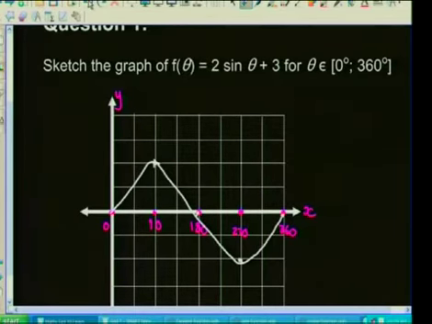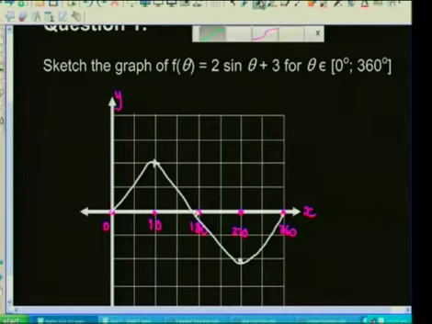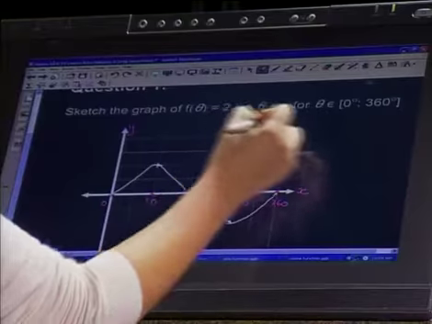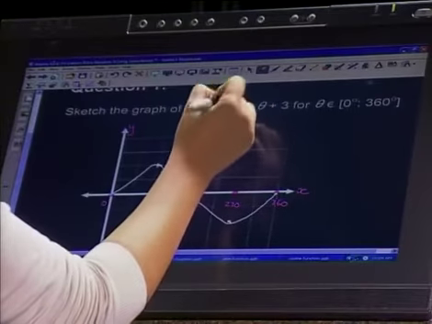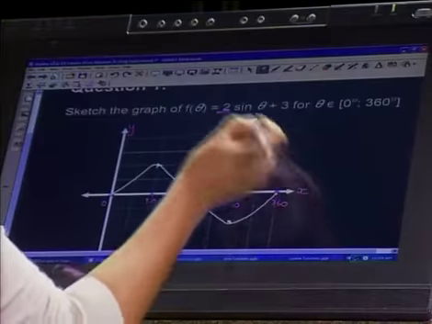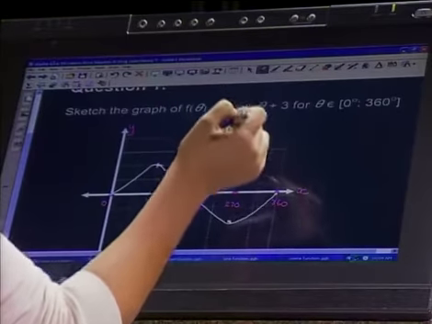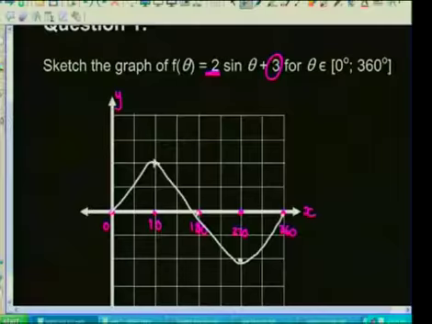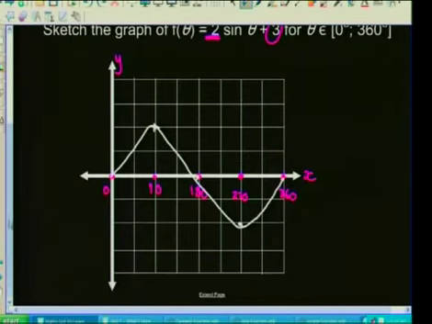Okay, now I'm going to change my color to pink, and I'm now going to start working with this information because there is a 2 before, so I know this is affecting my amplitude. This 3 is added, so I know because it's been added, my graph is actually shifting up. So let's have a look at my effects.